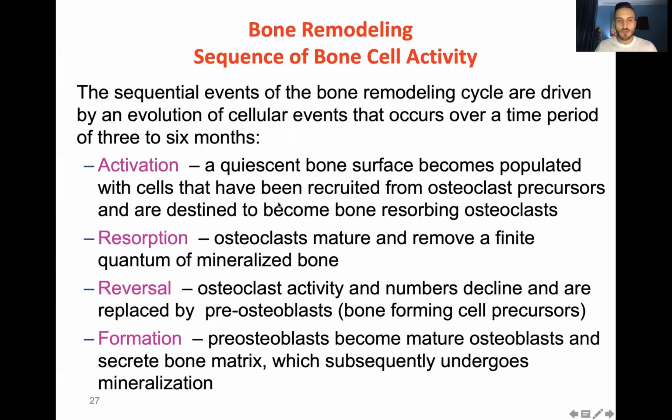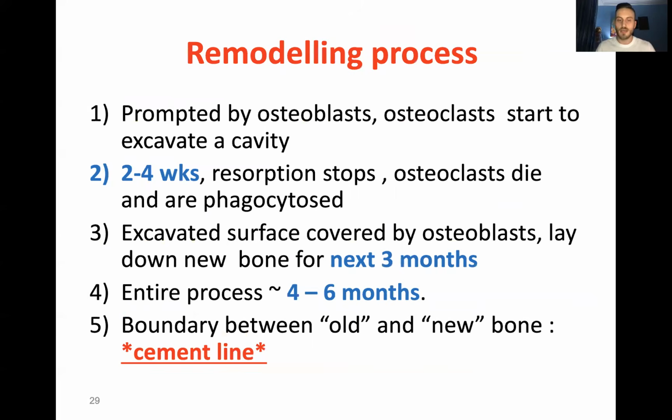If we talk about the sequence of how this happens, it has 4 main stages, okay? Activation, so the osteoclasts are coming, being activated, and start resorption. The second stage is the reversal, where the osteoclastic activity will decline, and then the pre-osteoblasts, which are the bone forming cell precursors, come in. Then formation of a new bone. So this should take about 4 to 6 months.